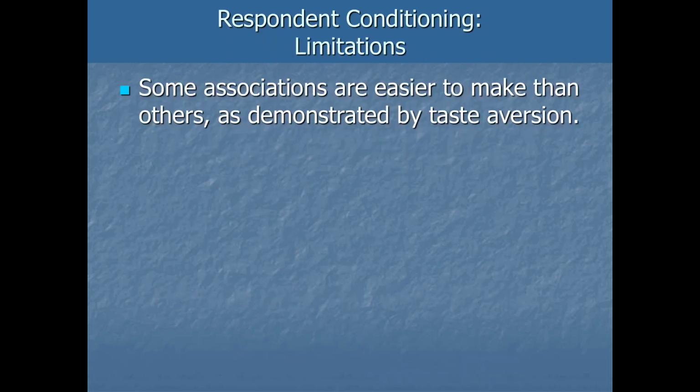Now, given that conditioned taste aversion is somewhat of an exceptional example to respondent conditioning, right? It's a little unusual because it's for this important evolutionary survival mechanism of avoiding poison and finding safe food.